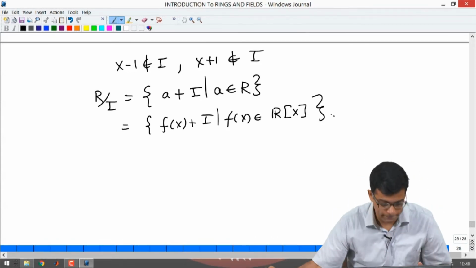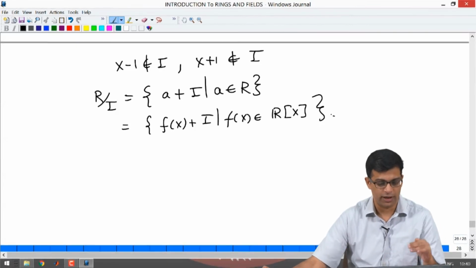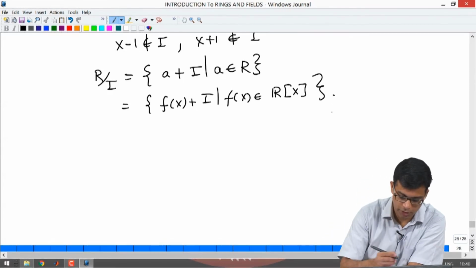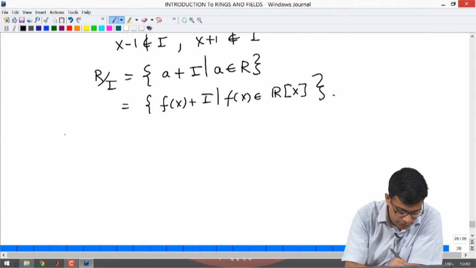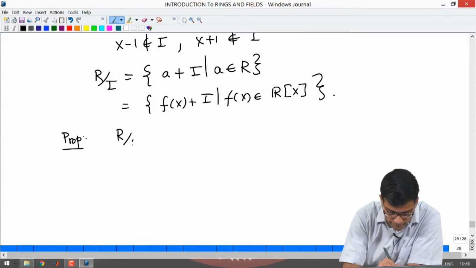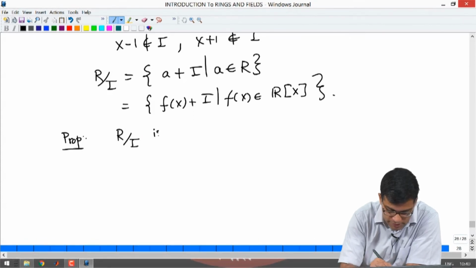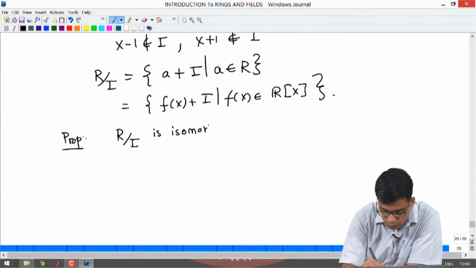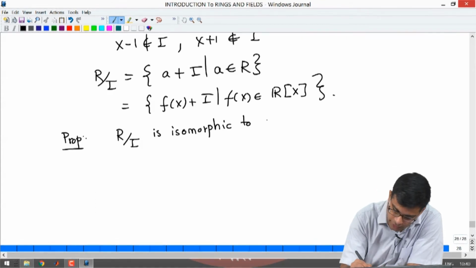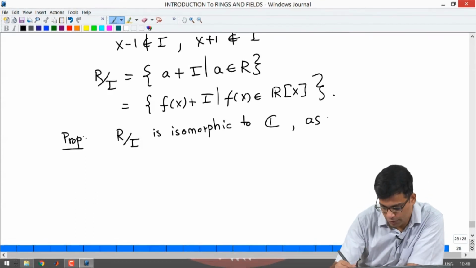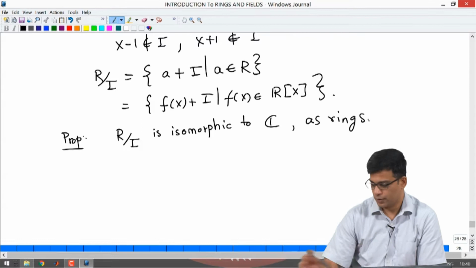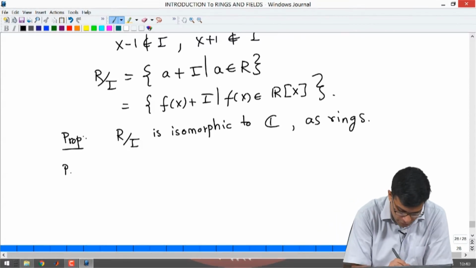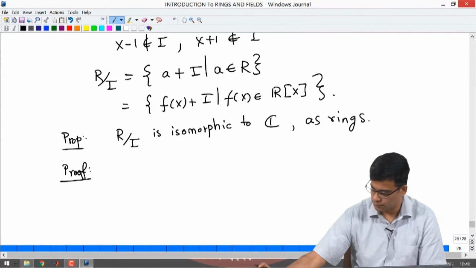Okay. So, what I want to do is prove that this ring is familiar to you. In the process of proving this, you will understand more about quotient rings. So, I will prove a proposition: R mod I that I wrote here is isomorphic to the field of complex numbers, as rings or as fields, it does not matter. So, R mod I is isomorphic to C. In other words, I want to produce a ring isomorphism from R mod I to C.